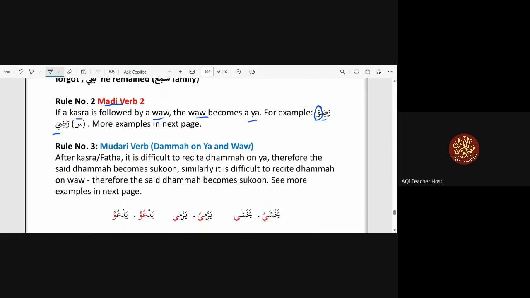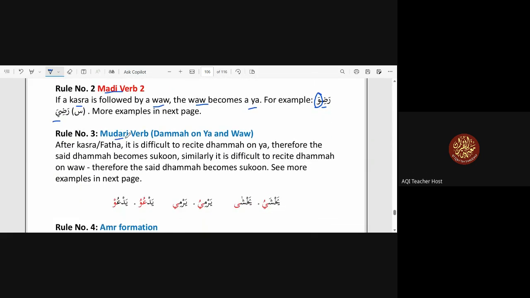The third rule is for the mudari verb, and it is about dhamma on ya or waw. In this rule, after kasra or fatha, it is difficult to recite dhamma on ya. Therefore, the said dhamma becomes sukun. Similarly, it is difficult to recite dhamma on waw. Therefore, the said dhamma becomes sukun. So basically, if it's dhamma on ya or waw, it is difficult to pronounce, so it gets sukun.